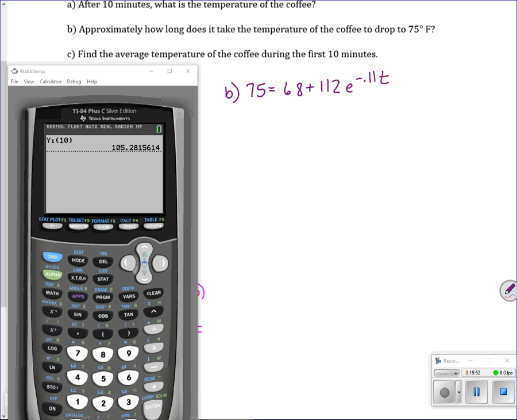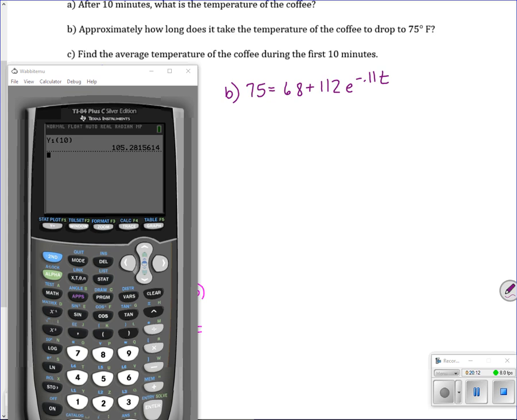And kind of same song, second verse. You algebraic people, do the algebra. You graphical people, do it graphically. And you can get it either way. I'm going to do it algebraically. It doesn't matter to me.